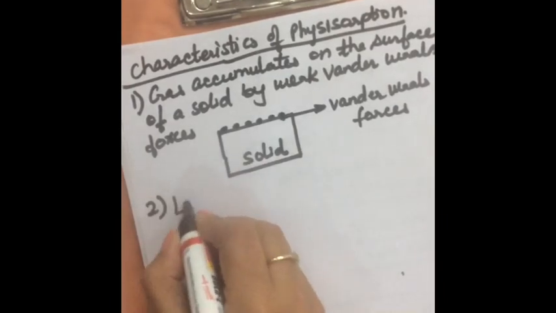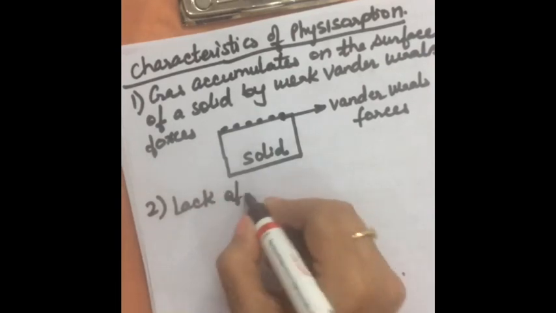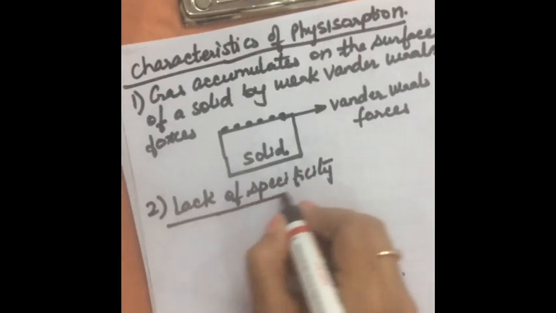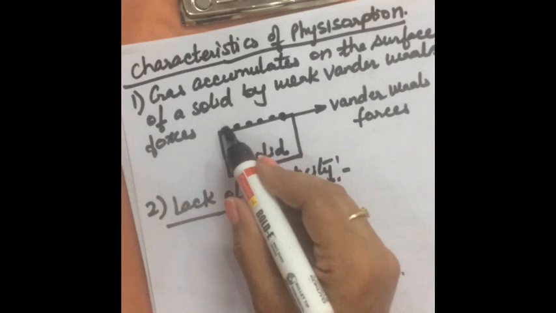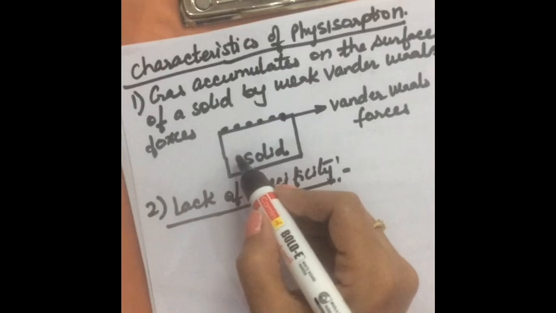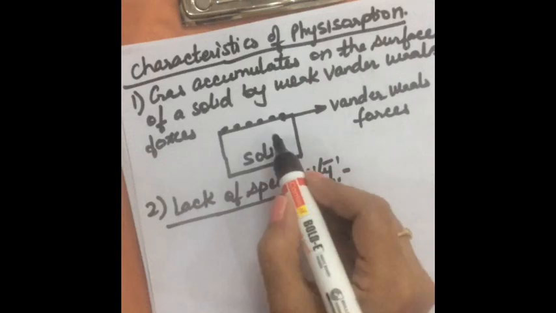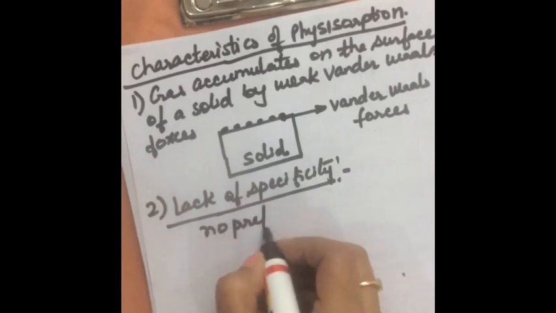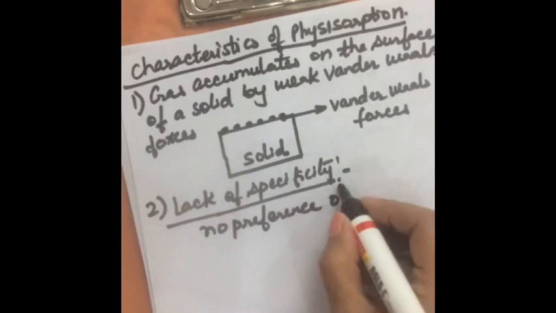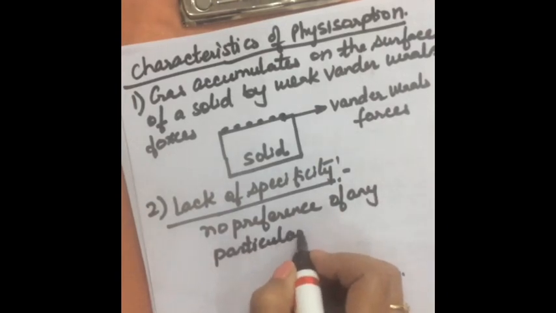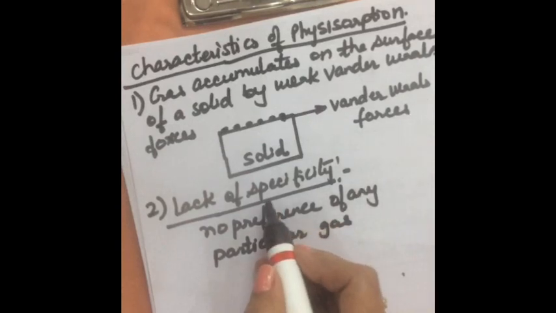Second characteristic is lack of specificity. This means any gas can accumulate on the surface of any adsorbent. So no preference of any particular gas on the surface of adsorbent is there in case of physisorption. No preference of any particular gas. Hence, physisorption lacks specificity.